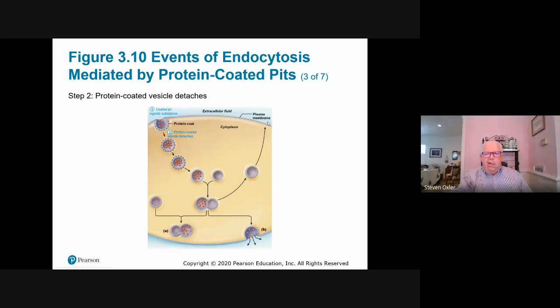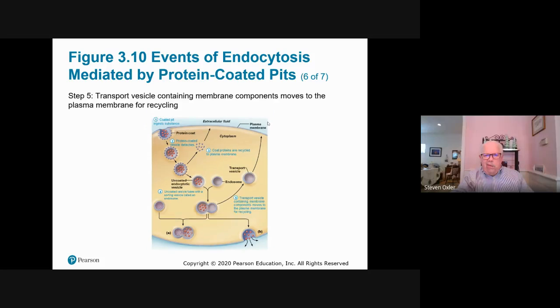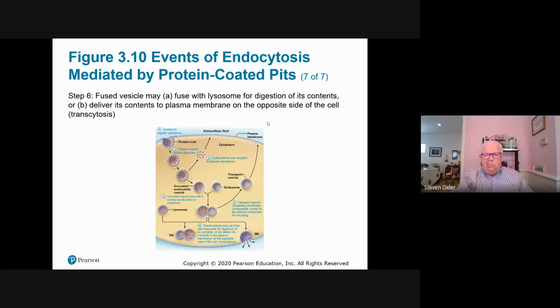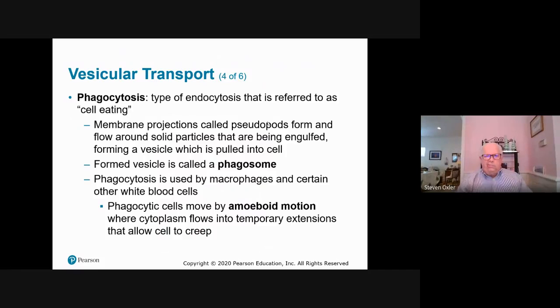Okay? So it's brought in by a vesicle, a bag of enzymes. And it goes into the cell to be used. And once it's used, it now leaves the cell. So that's important. Another type of vesicular transport, and a very important one, is known as phagocytosis.